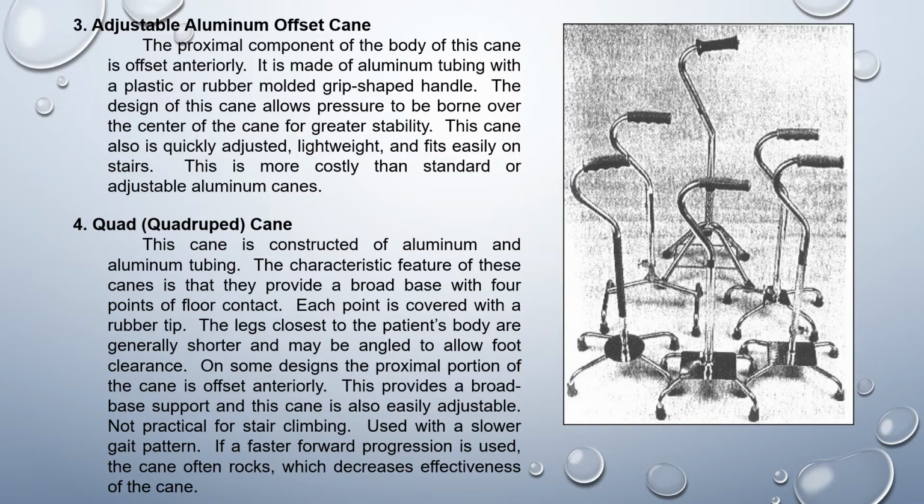So number 4 is your quad cane. The quad cane is as the picture shows. Yan po, madami. This cane is the most balanced among all canes, the quad canes, because apat po yung paa niya. This cane is constructed of aluminum tubing. The characteristic feature of this cane is that it provides a broad base with 4 points of floor contact. Yes, the patient cannot be tripped off with this aluminum cane. Pero medyo mas mabigat lang siya compared to the other canes.